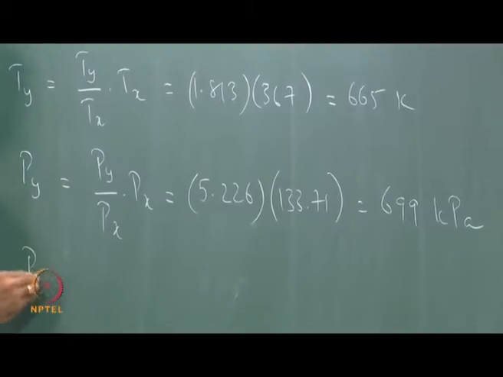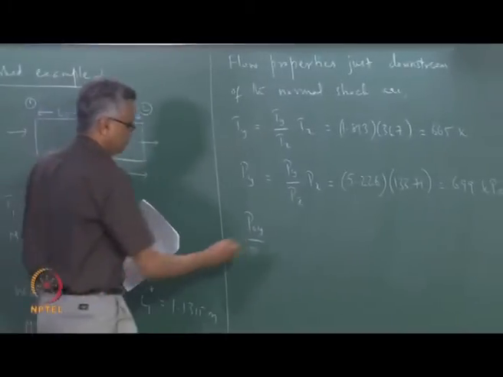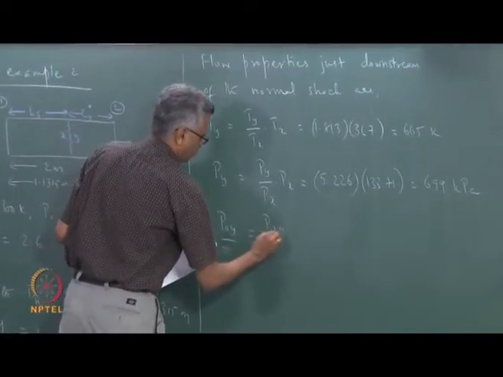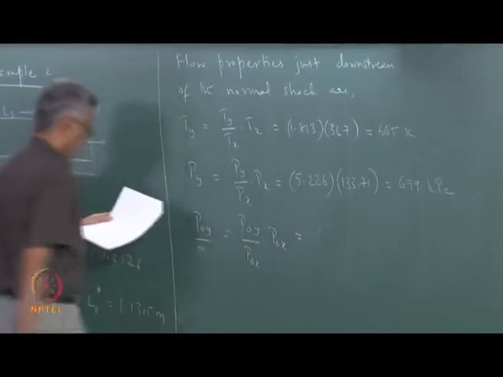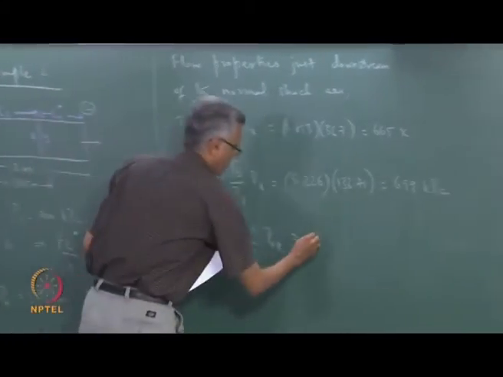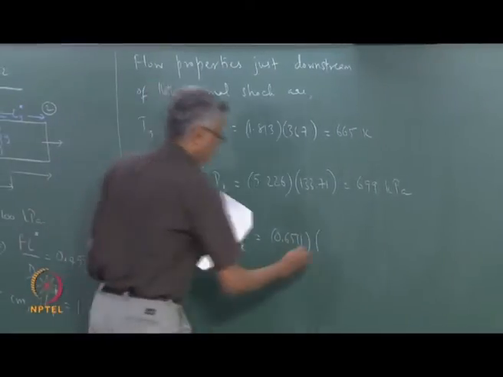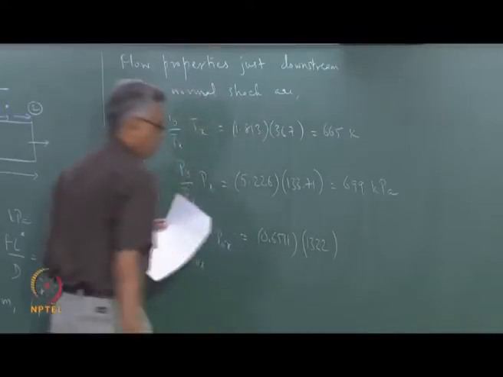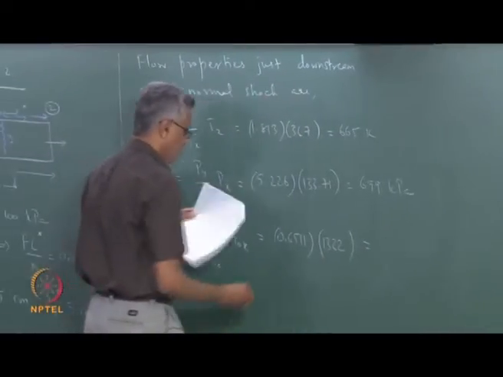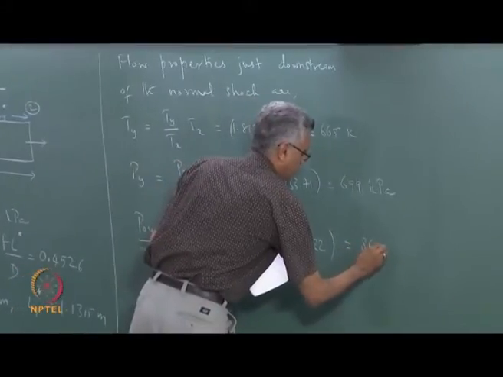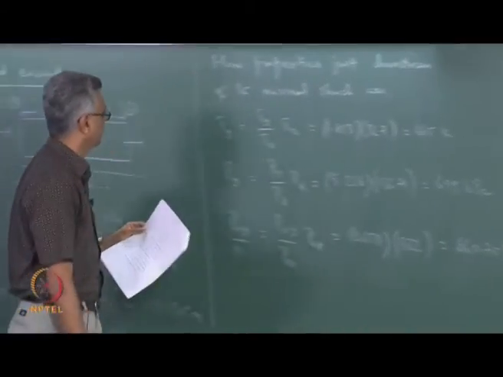And P0y is equal to P0y over P0x times P0x. So, 0.6511 times 1322, and that is equal to 860.75 kilopascal.